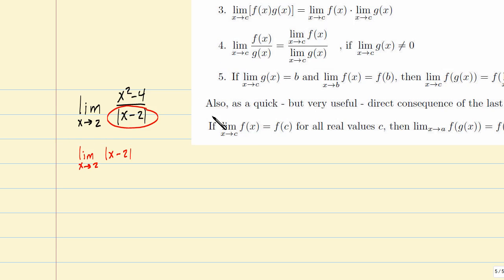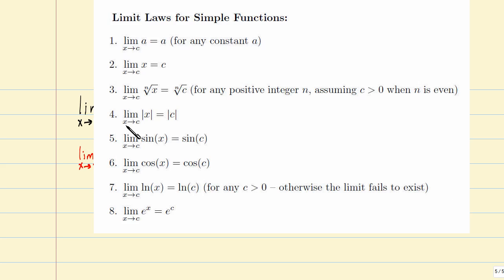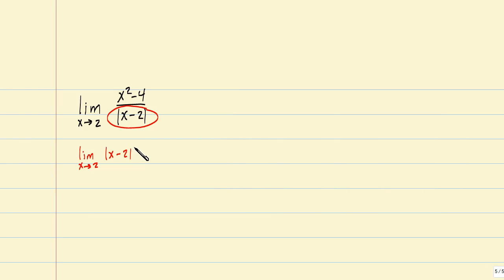But we know that to be true. Look, that's one of our other limit laws. There it is right there. We can evaluate the limit of the absolute value of x as x approaches c just by plugging c into the absolute value. So, that means we can pull the absolute value here outside of the limit.